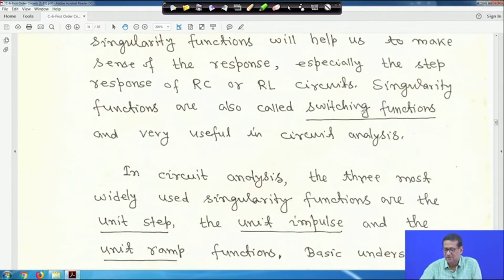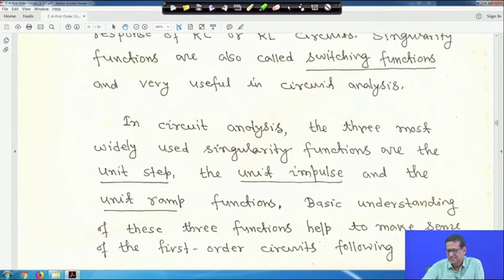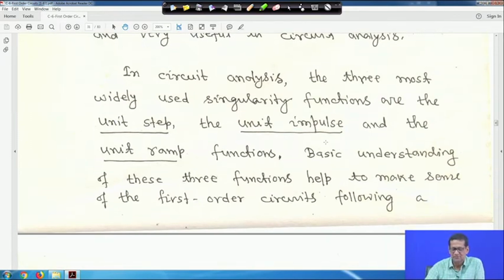Sometimes it is called the switching function, and it is very useful for circuit analysis. In circuit analysis, the three most widely used singularity functions are the unit step function, the unit impulse, and the unit ramp. A basic understanding of these three functions helps to make sense of the first order circuit.